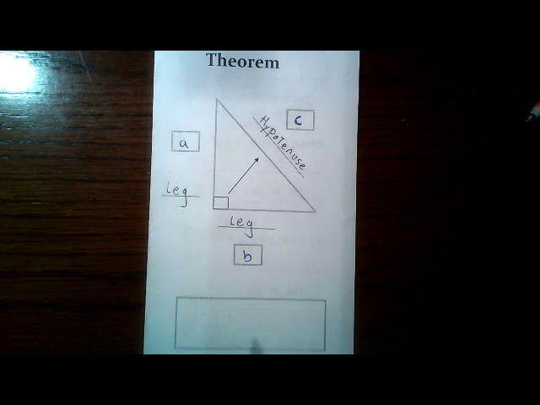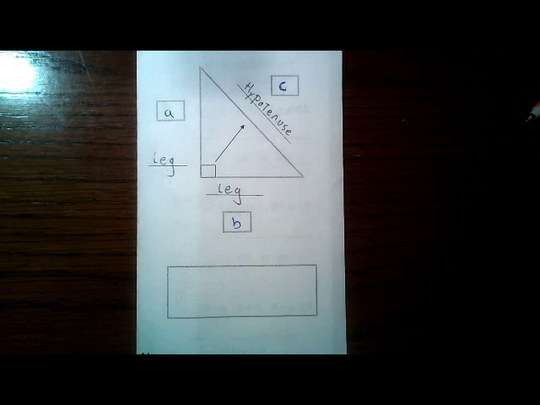Alright, now we're going to get down to what the Pythagorean theorem really is. Pythagoras was one of the people that came up with the Pythagorean Theorem. He wasn't the only one, but he's usually the one that gets credit for it. And what it is is this.